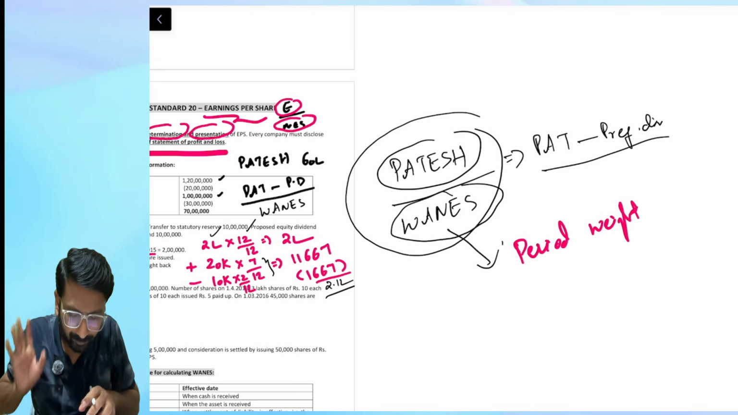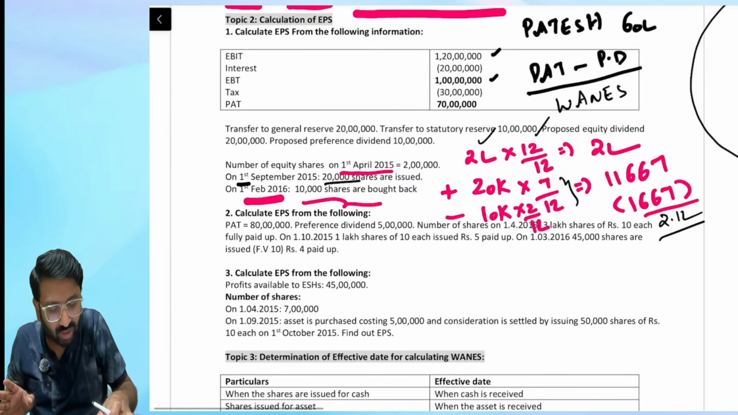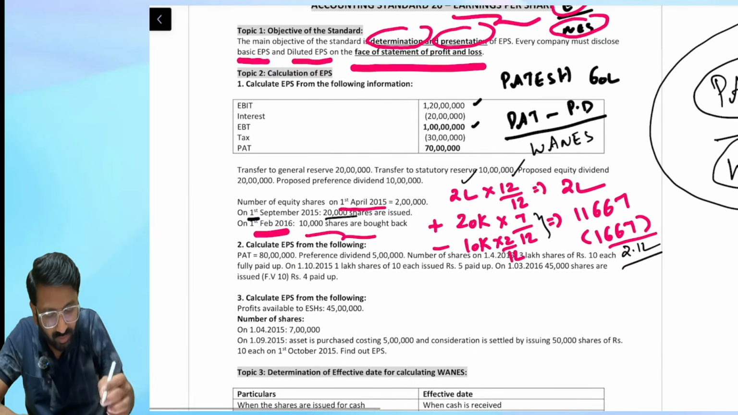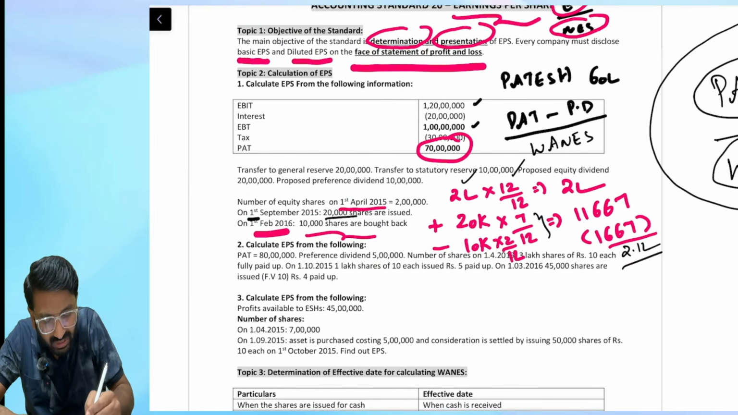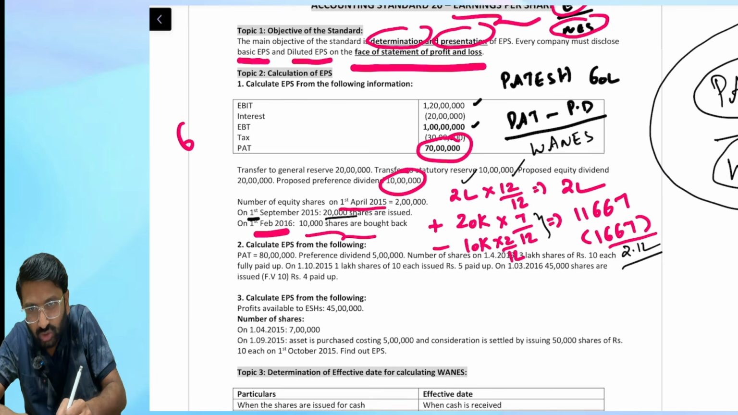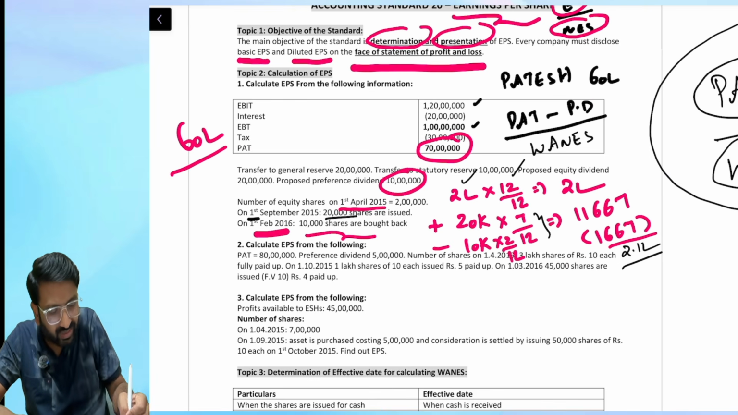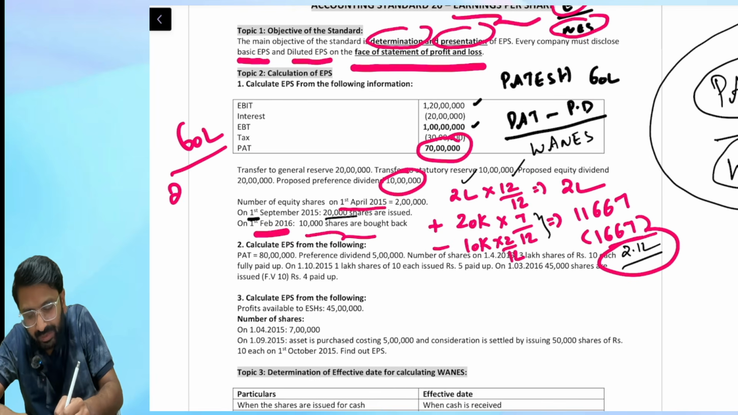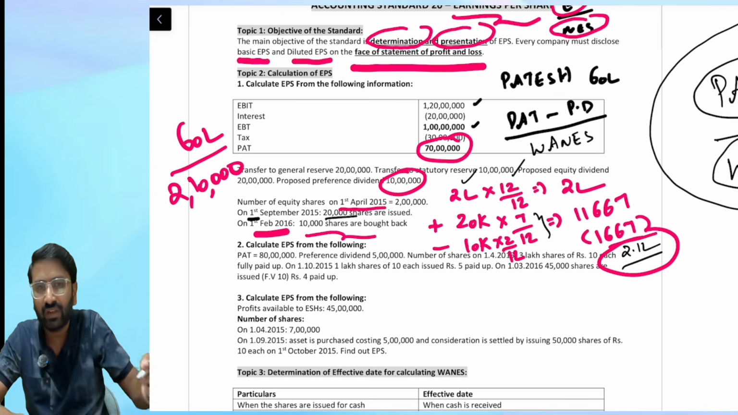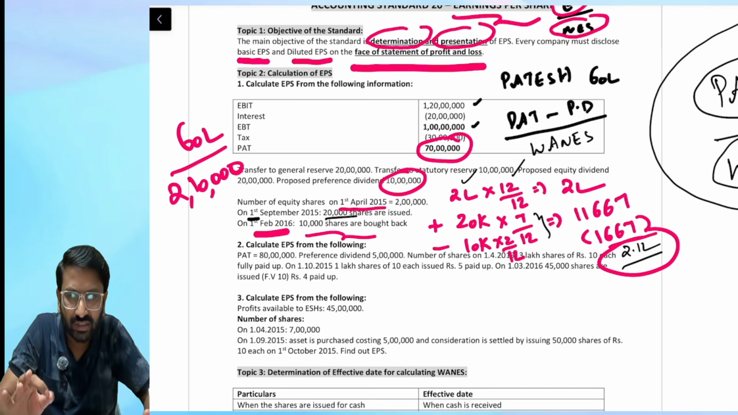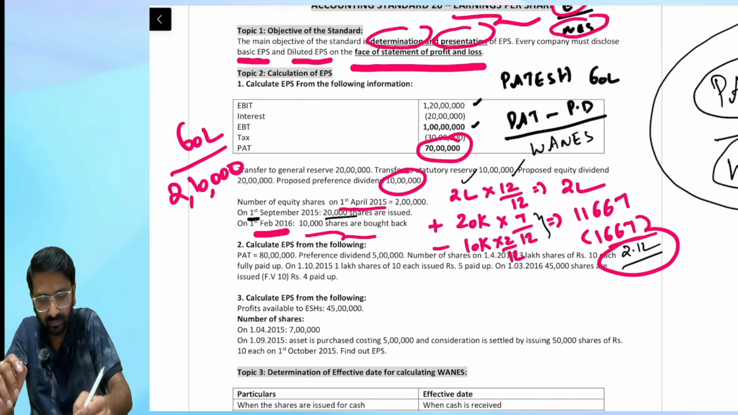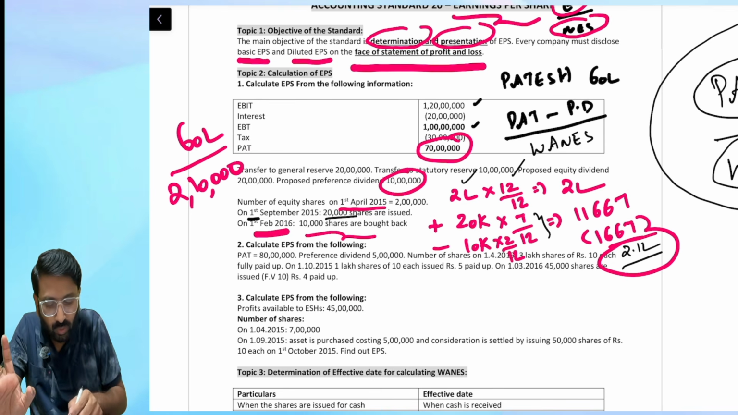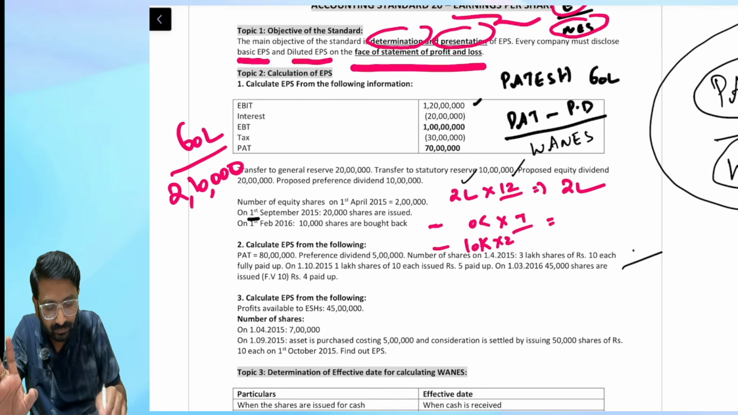Is that clear? Okay. For example number 1, what is the final answer? 70 lakh, from that you remove 10 lakh. So the numerator is going to be 60 lakh, divided by the denominator, weighted average number, 2,10,000. Simplify that. That will give you basic earnings per share. Is that clear? Okay.